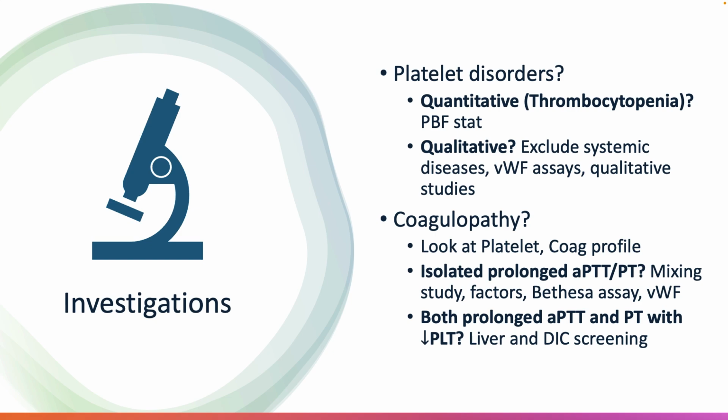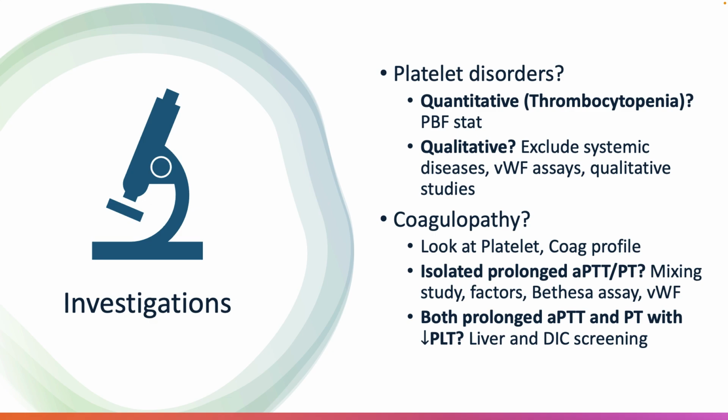If you're talking about thrombocytopenia, the most useful clue is perhaps to get an urgent PBF. That will tell you a lot. And if the platelet count seems to be normal or near normal, but the patient has bleeding and the coagulation profile is normal, perhaps you want to screen for systemic disease that can predispose to platelet dysfunction, for example uremia or liver cirrhosis. You also want to consider whether you're dealing with von Willebrand disease.